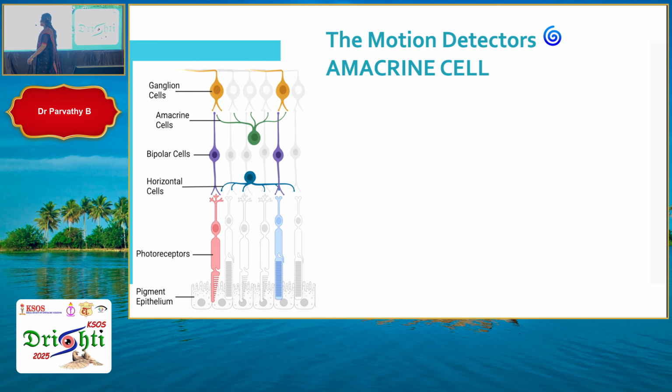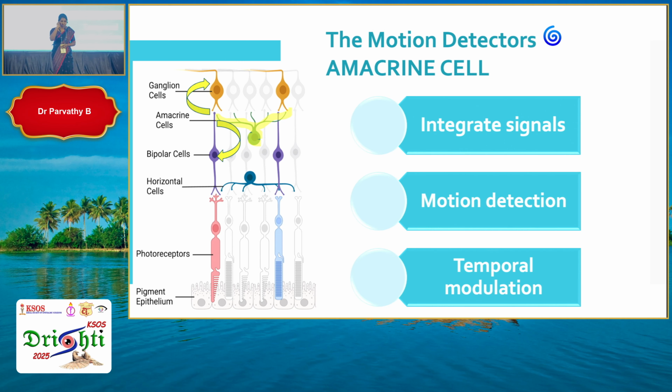Okay, then coming to the amacrine. They are the motion detectors. These are the ones responsible for bringing timing as well as movement into our story. They integrate the signals between the bipolar and the ganglion cells, especially when the visual scene changes very quickly, like when we are seeing a moving car or a blinking light.